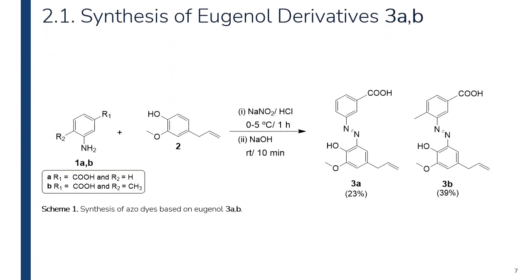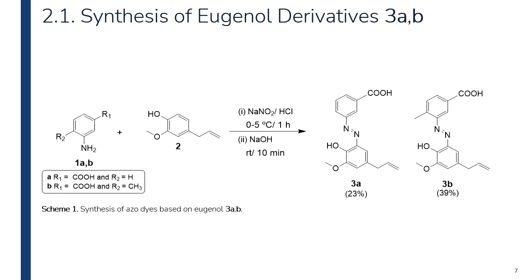First, starting with the synthesis of the eugenol-derived dyes. Synthesis of the azo dyes 3A and 3B was achieved via a classical diazotization-coupling reaction. Initially, 3-aminobenzoic acid and 3-amino-4-methylbenzoic acid were subjected to diazotization under acidic conditions using sodium nitrite at low temperature, between 0 and 5 degrees Celsius, to form the corresponding diazonium salts.